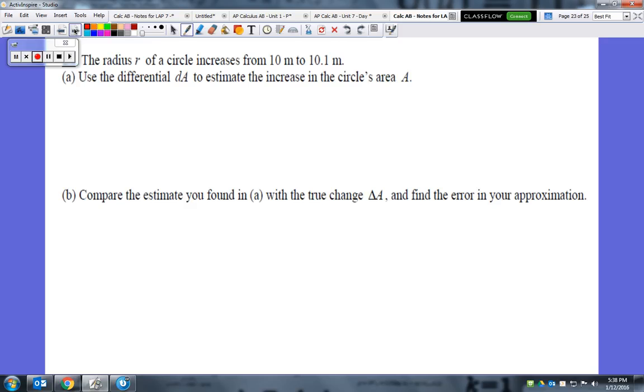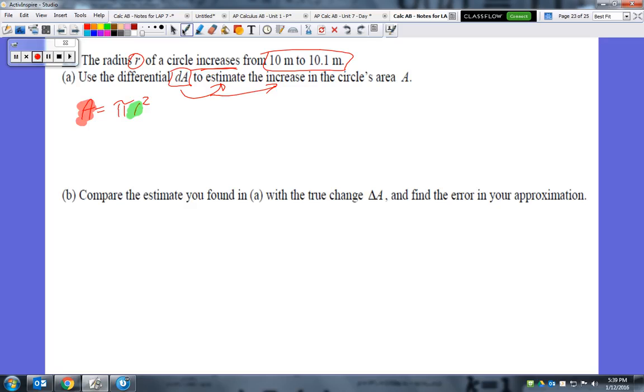The radius r of a circle increases from 10 to 10.1 meters. Use the differential dA to estimate the increase. So it looks like it's going to be an increase in the circle's area. Okay, so first of all, area is pi r squared. And again, this is my input variable of r, and my output looks like it's going to be A.